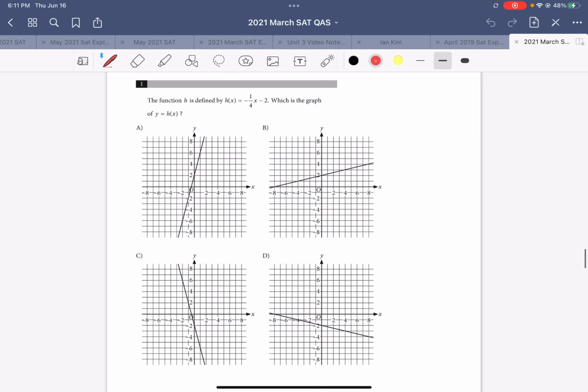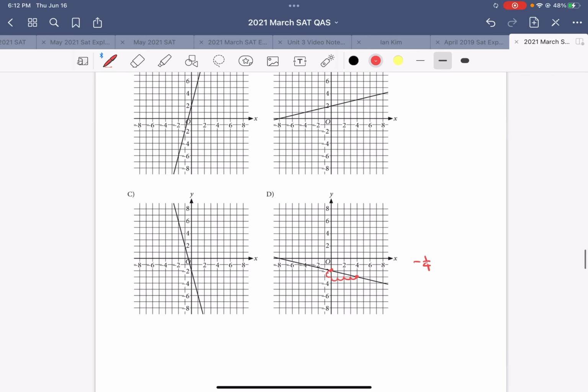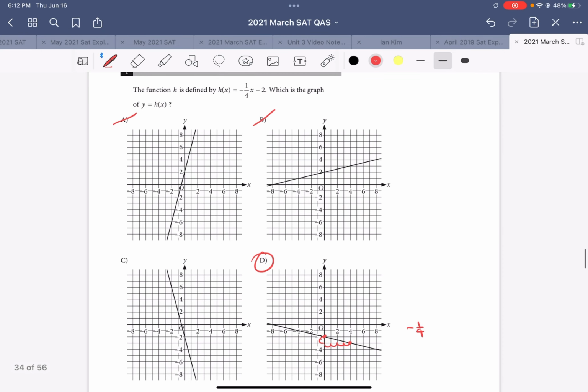Number 1. The function h is defined as h of x equals negative 1 over 4 x minus 2. Which is the graph of y equals h of x? The y-intercept has to be negative 2, so not A. A is a positive 2. Not B. And then the slope is negative 1 over 4. So if you look at D, from here to here, go down 1 unit, across 1, 2, 3, 4. So that's a negative 1 over 4 slope. So the answer has to be D. Okay? And then the y-intercept is negative 2.